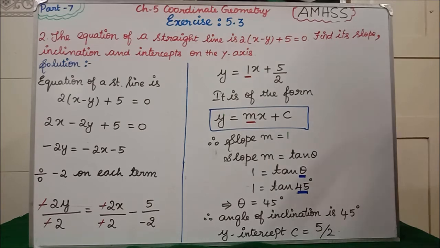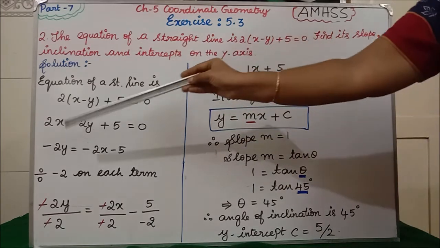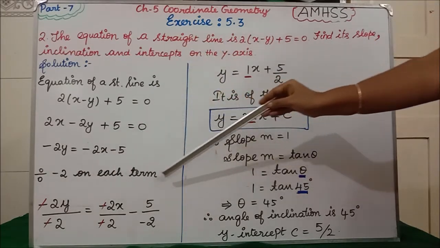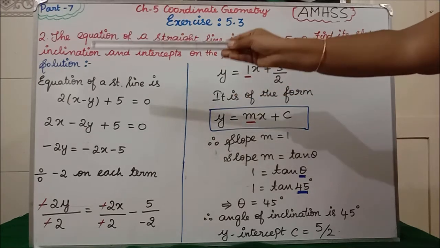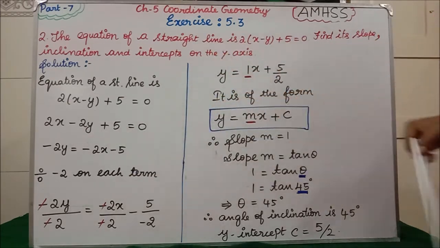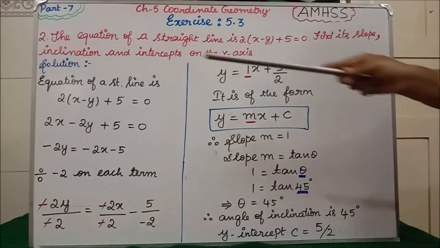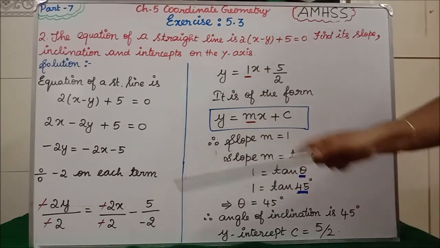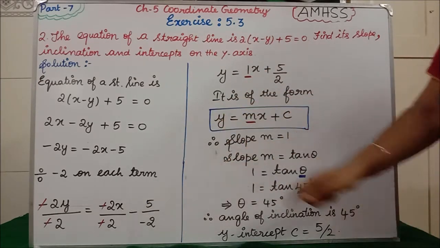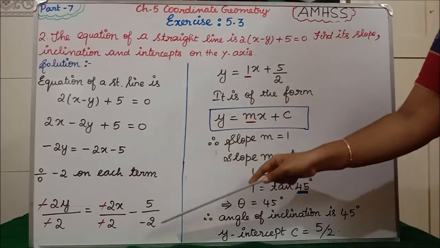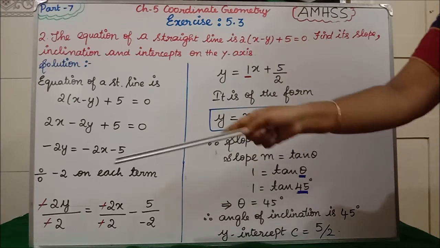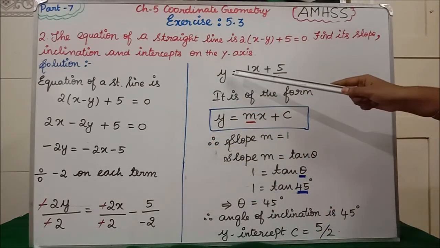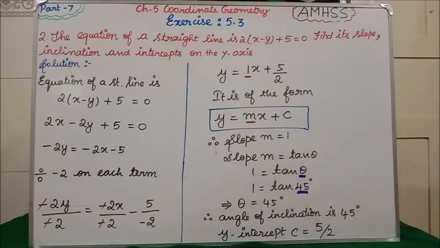Next, in the left hand side we have y only. So whatever number comes before y, you divide each term with that number. Clear? Since here we have minus 2, you divide each term by minus 2. The next step: minus 2y divided by minus 2 equal to minus 2x divided by minus 2 minus 5 divided by minus 2. Clear? So minus minus will get cancelled, similarly 2 will get cancelled, and remaining we will get y only. Clear?